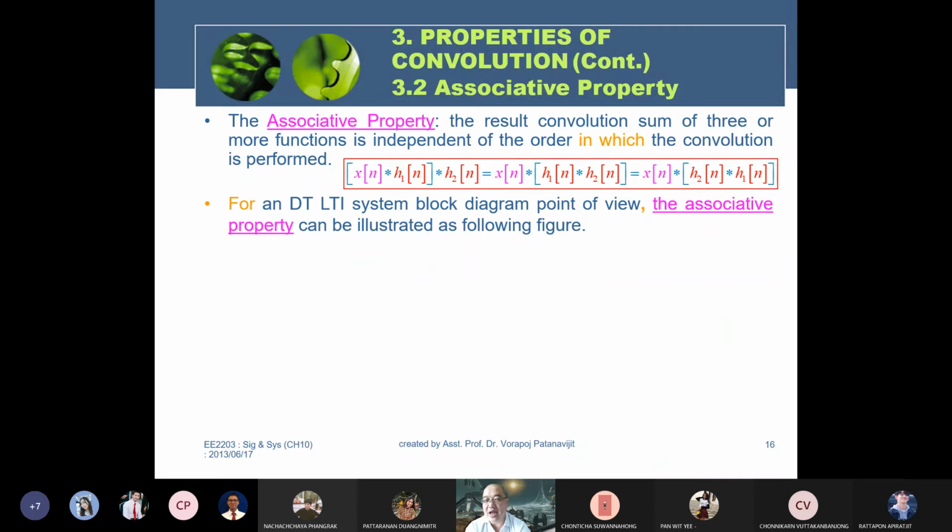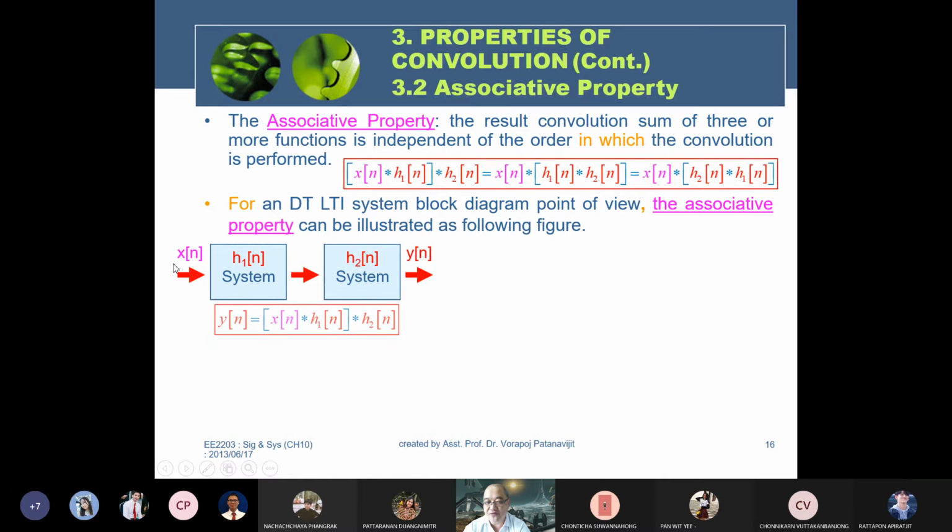For a DT-LTI system from the block diagram point of view, the associative property can be illustrated in the following block diagram. The original idea is here. You have the first system h1 and the second system h2. You feed the input to them. The input is processed by system 1 first, and the output from system 1 is sent to system 2 and processed there to produce the total output.